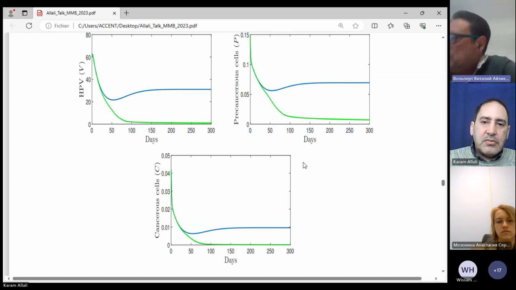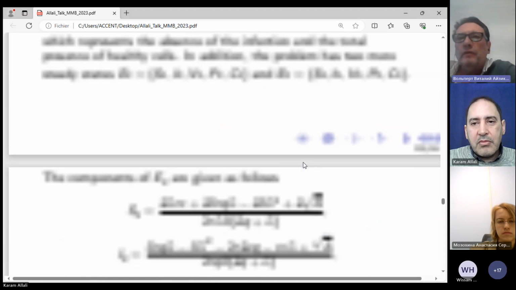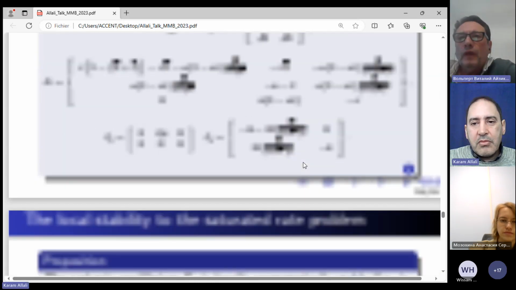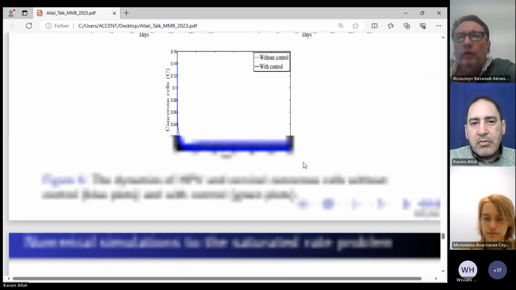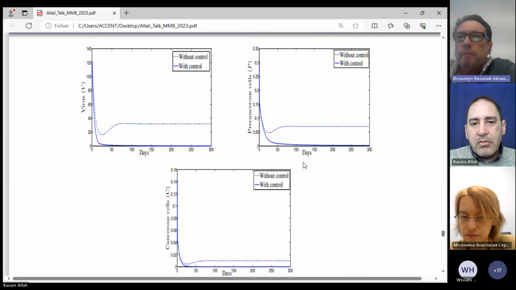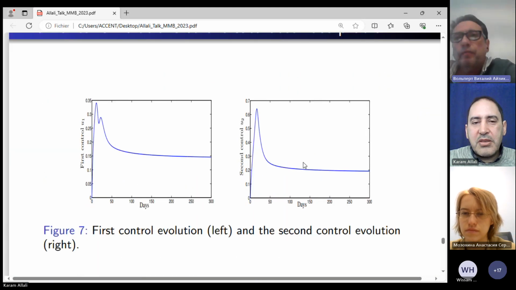And also, probably the last question I'd like to ask is about slide 27, figure 7, where we show the optimal control functions for this functional response, Beddington-DeAngelis.